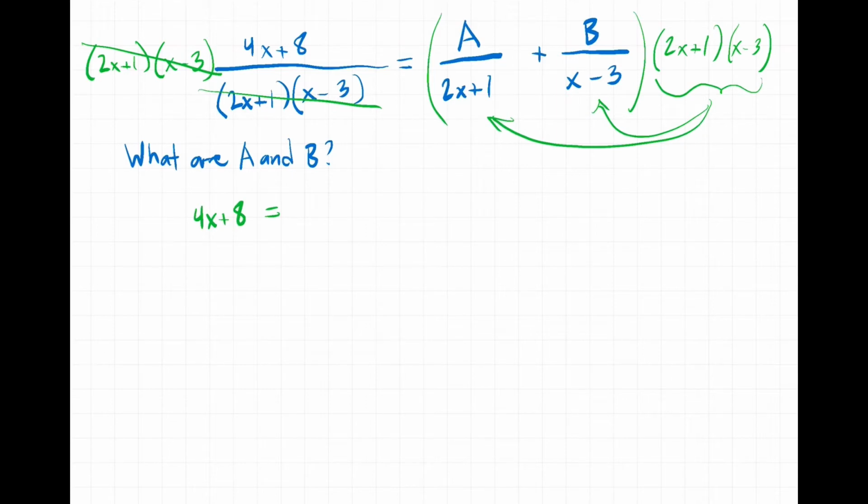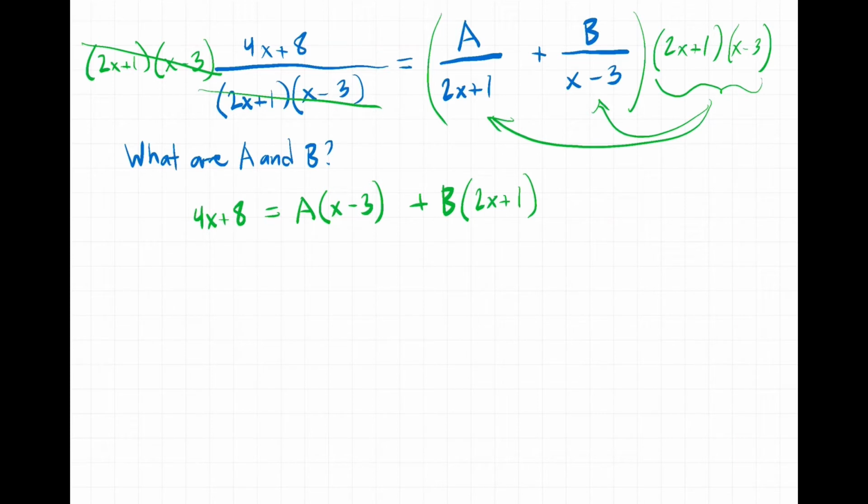But if I multiply (2x + 1) times (x − 3) by a over (2x + 1), well, those 2x + 1s are going to cancel. I'll end up with a times (x − 3), plus, if I multiply b over (x − 3) times (2x + 1) times (x − 3), the x − 3s will cancel. I'll be left with b times (2x + 1).